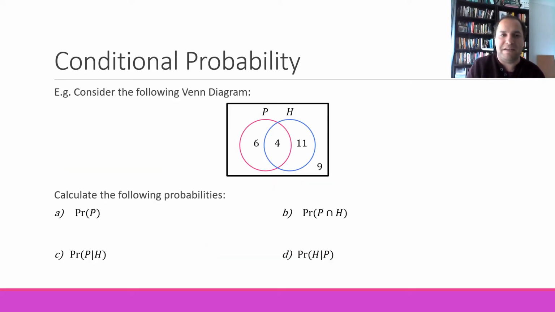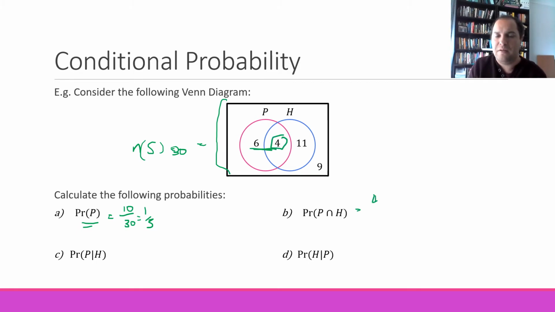All right, so considering the following Venn diagram, we want to calculate a few probabilities here. Probability of P happening, well, P in that circle we've got 10, and in the whole situation here, the number in our sample space is 30. So 10 out of 30, or 1/3. Now let's find the probability of P and H occurring. Well, that's just our intersection, so that's 4 out of 30, or 2 out of 15.